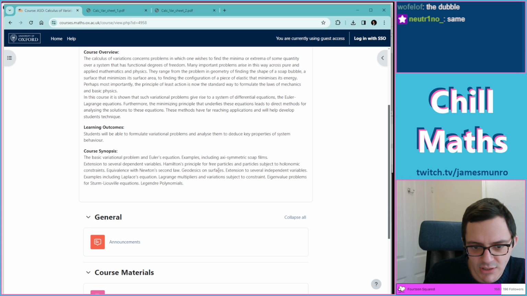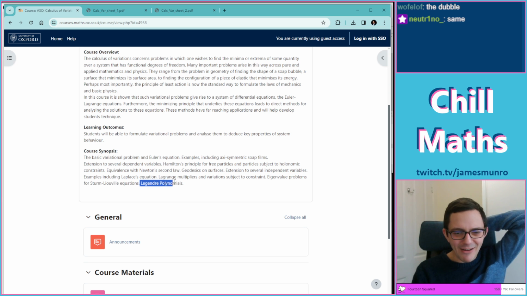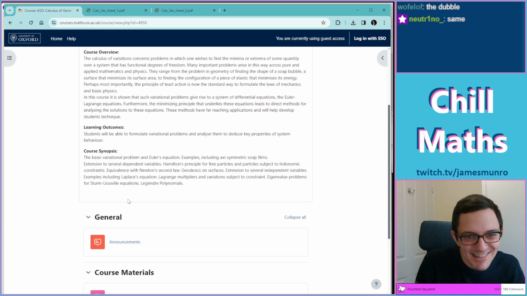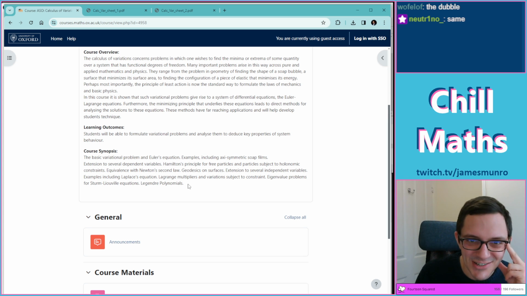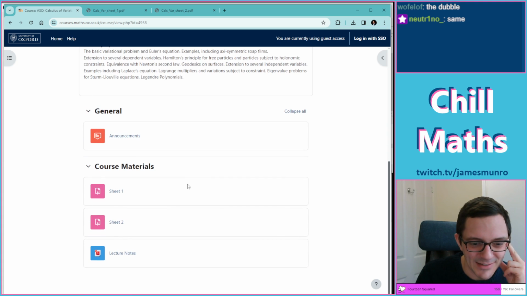Geodesics on surfaces, fine. Extension, self-independence. Yeah, okay, I remember how to do this. And then Lagrange multipliers right at the end, and eigenvalue problems for Sturm-Liouville equations. What about Legendre polynomials? I explain these course synopses. You have to go and look at the lecture notes, because the course synopsis will just say Legendre polynomials, full stop. And I'm thinking, my students are going to learn something about Legendre polynomials in this course. Let's find out what.